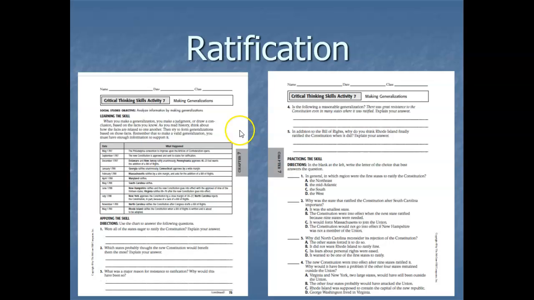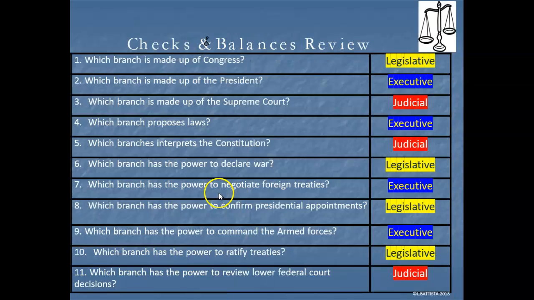Today we begin where I ended yesterday, I believe, with ratification. So the homework that was due this morning are these two sheets here. Hopefully you've submitted those. They were Critical Thinking Skills 1 and 2. So please make sure that they have been submitted into your Canvas account.